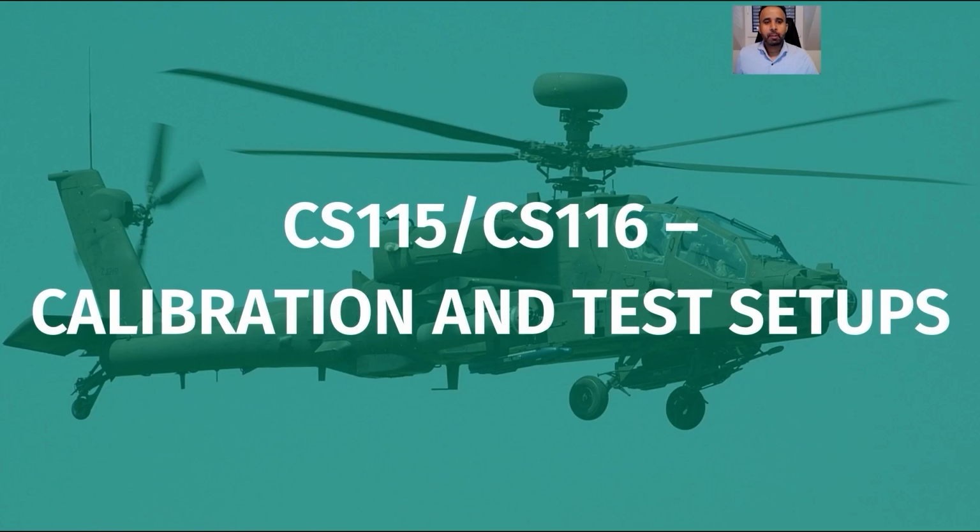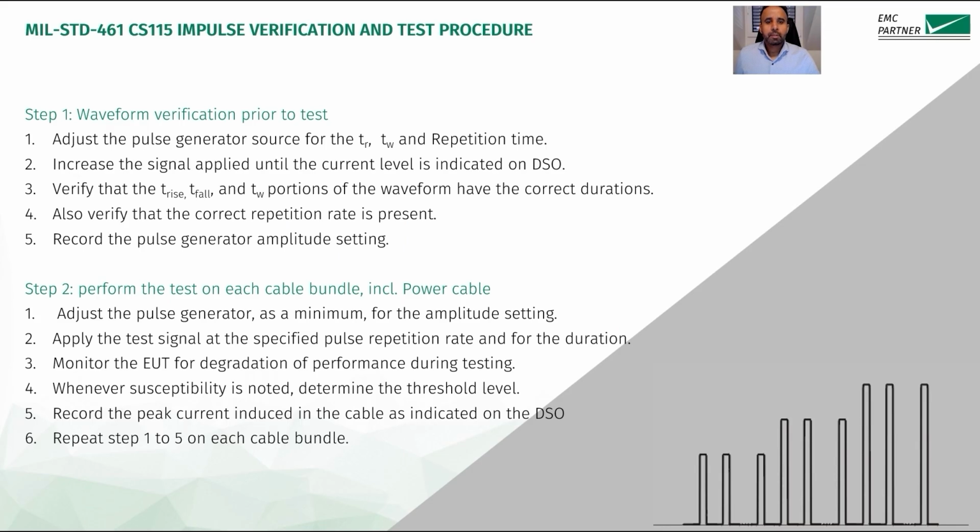So this was a short and practical introduction to the calculation of Q factor. Let's now briefly talk about the calibration and test procedures of both CS115 and CS116 tests. So these are the steps for CS115 verification and test method. The pulse must be verified prior to each test. First, the pulse generator parameters, rise time, pulse width, and repetition time must be adjusted.